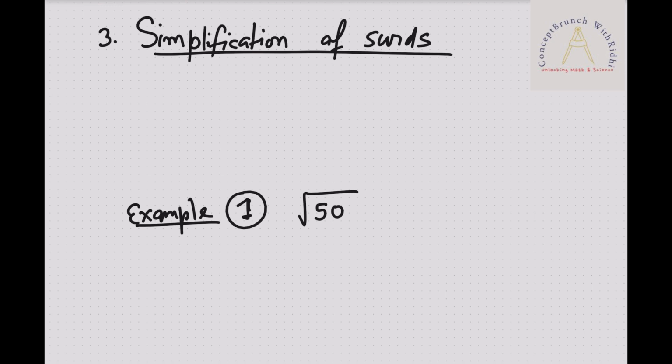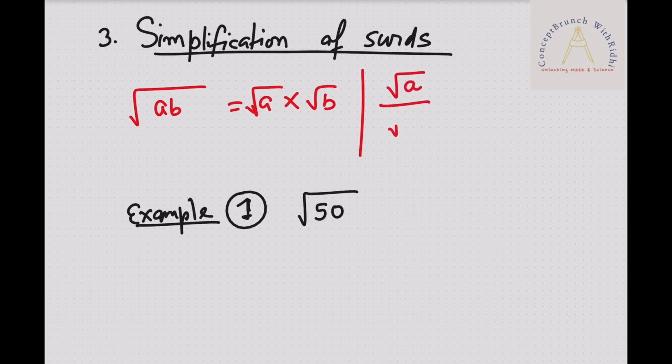Now let's talk about how to simplify surds. The idea is to break down the number under the square root into its prime factors. So the two simple ways we can do here: under root ab, we can break it as root a times root b. Another way, for dividing surds, root a divided by root b, we can write as under root a by b.